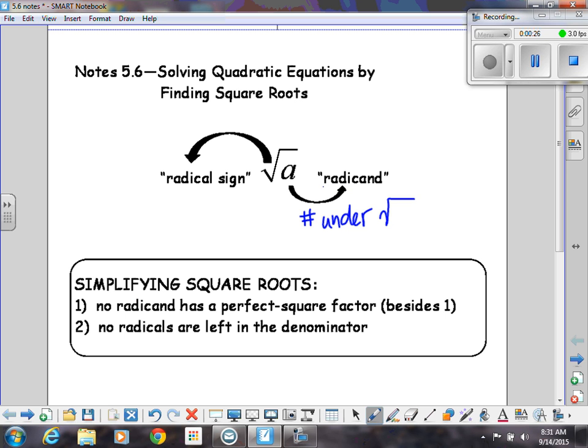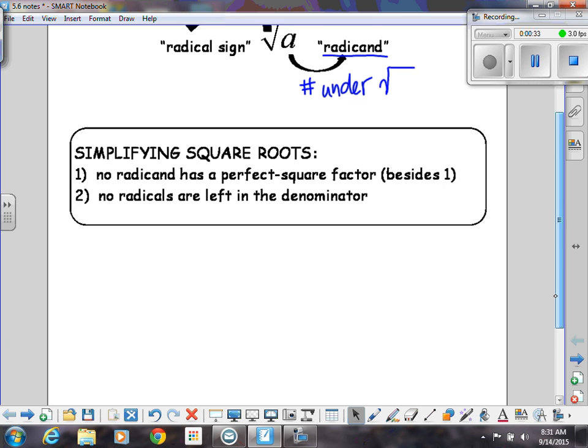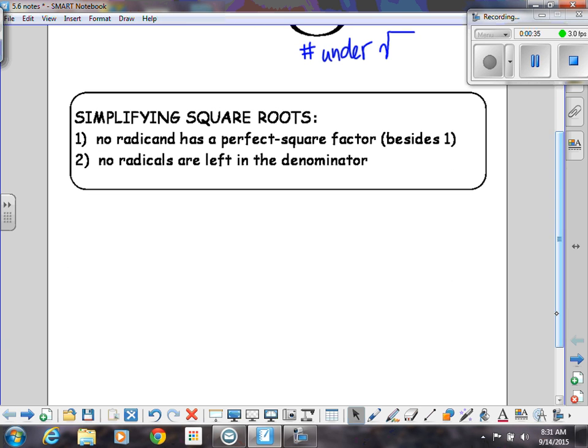I don't know if you've seen that word before. That's radicand. So if you ever see that, that's just the number underneath the square root. All right, so when we simplify square roots, mathematicians have agreed that we need two things. We want to make sure no radicand, so no number underneath the square root, has a perfect square factor other than 1. And we also want to make sure that there are no radicals left in the denominator, so no radicals in the bottom part of a fraction.